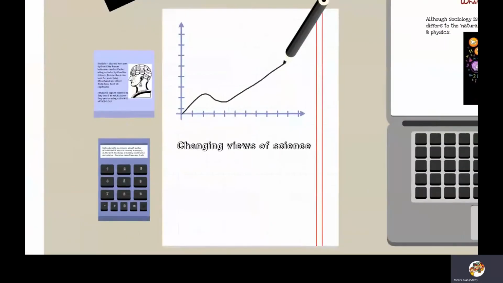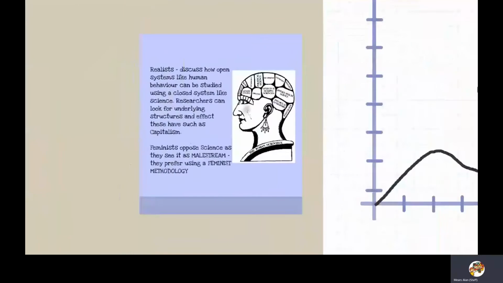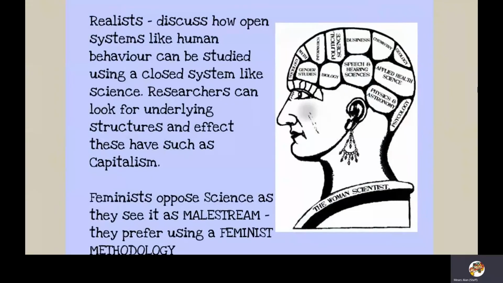So lastly, you have the changing views of science. So some of the different views that have come up, realism has emerged and talked about how open systems like human behavior can be studied using a closed system like science. So the idea being that it's kind of bridging the gap between the positivist and the interpretivist, saying that if we're looking for cause and effect, we can look at an open group of people like human beings and apply the cause and effect principle. They tend to look at examples like capitalism, which provides the underlying structures that cause the effects of behavior.